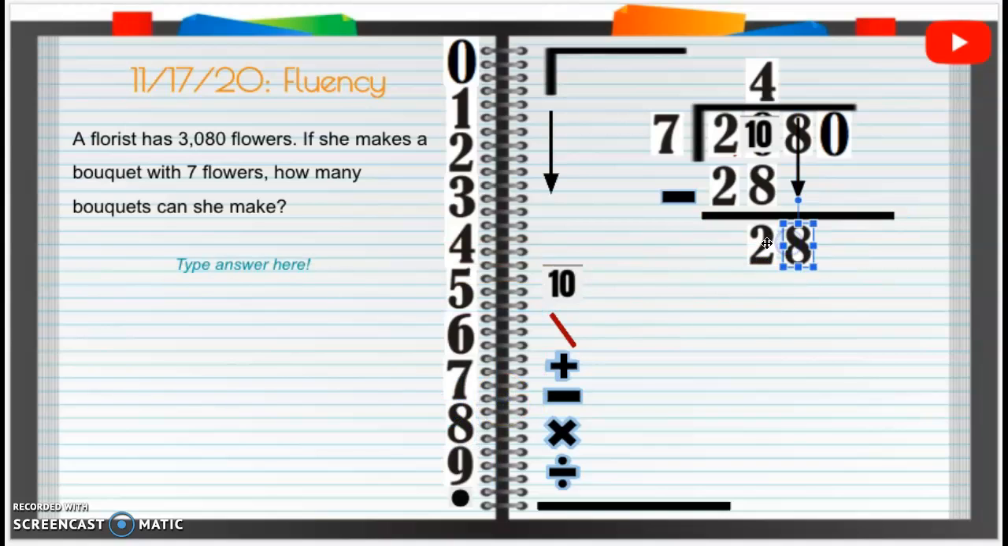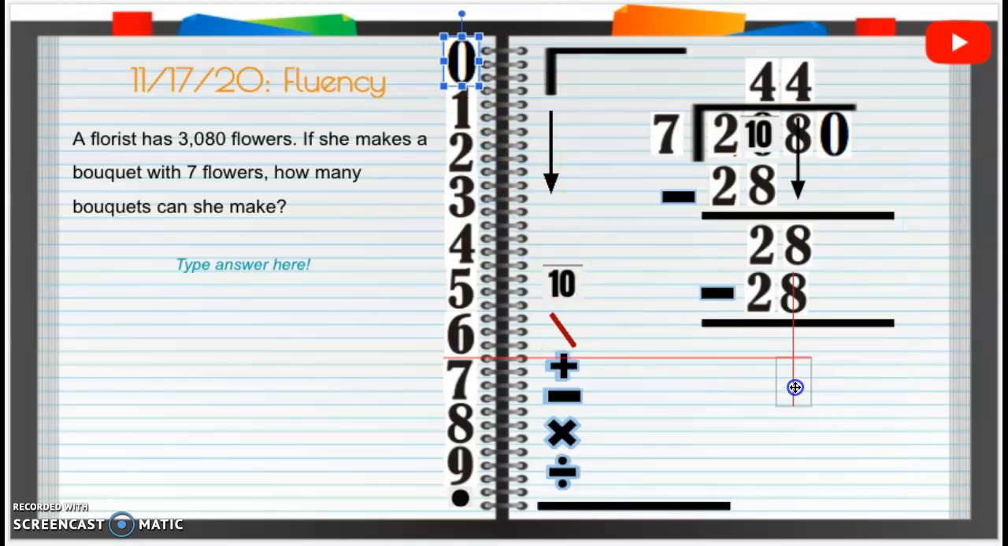Now we have 28. How many times can 7 go into 28? Well, 7 can go into 28. Oh, look, 4 times. So I'm going to put this 4 up here on top of that 8. 7 times 4 is 28. So I'm going to write 28. And now I'm going to subtract. 8 minus 8 is 0. 2 minus 2 is 0. So that's just 0.